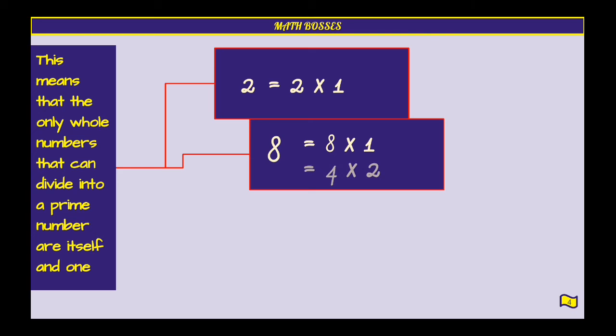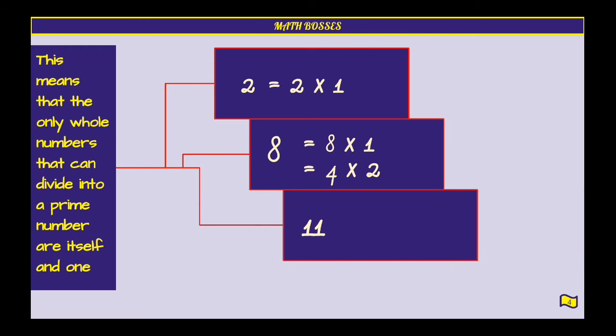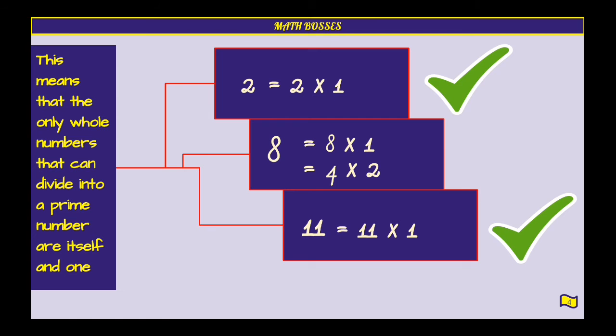But 8 can equally be expressed as a product of 4 and 2. Then we compare the last number, 11. 11 can only be expressed as a product of two numbers, which are itself and 1. Now this makes 2 and 11 prime numbers. However, 8 is not seen as a prime number.